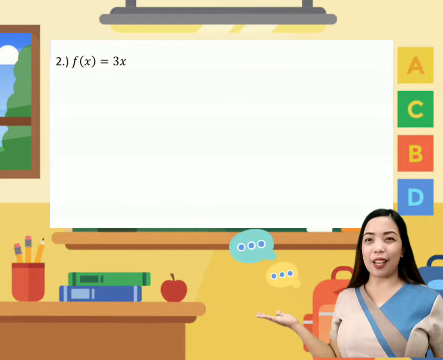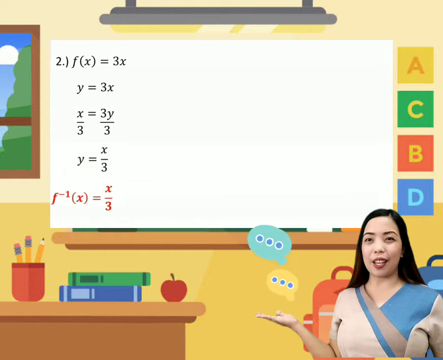So let's follow the steps. Step 1, replace f of x with y. So y is equal to 3x. And then let us interchange the variables. X is equal to 3y. And then let us solve for y. To solve for y, let us divide both sides by 3. So 3 and 3 here will be cancelled out. So we have y is equal to x over 3. And then we replace y with f inverse of x. So f inverse of x is equal to x over 3.